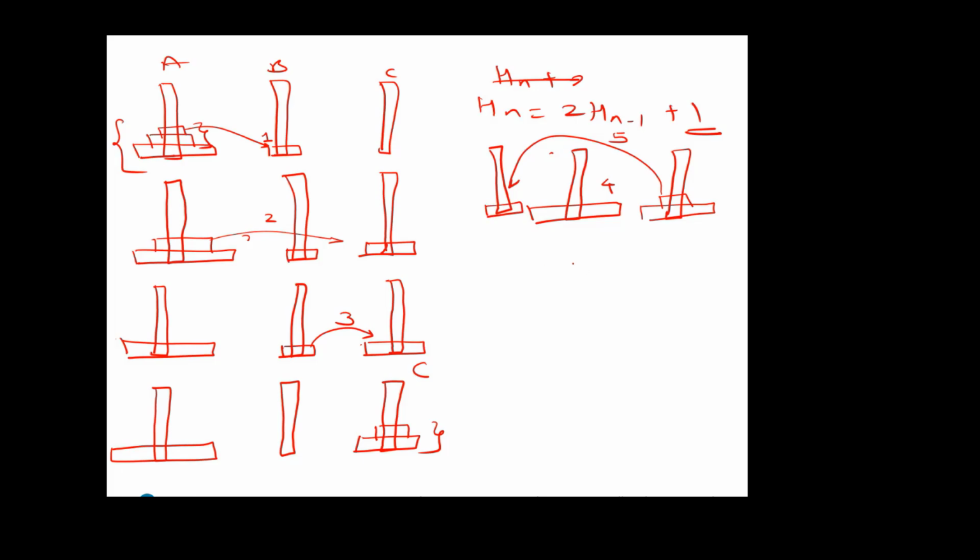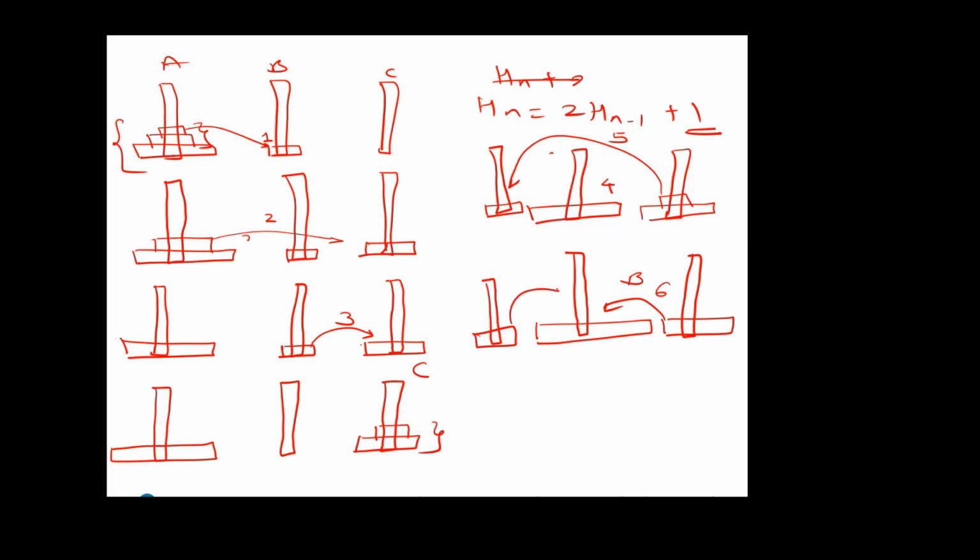So once I move the smallest disk on A, I'm going to have a composition where the largest disk is on B, A has the smallest disk, and C has the middle disk. After this, I'm going to move the middle disk on B. That will be my move 6. And then finally, I'm going to move the smallest disk on B. That will be my move 7. So again, I can see the equation H3 is equal to twice H2 plus 1.